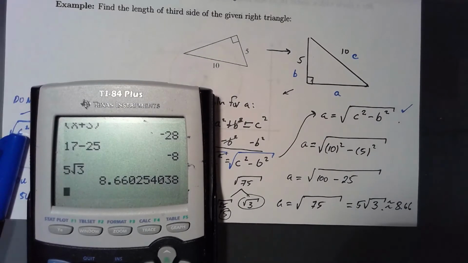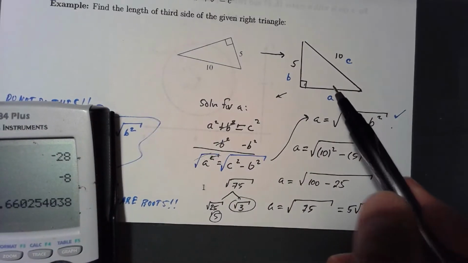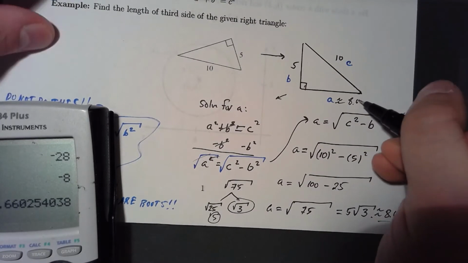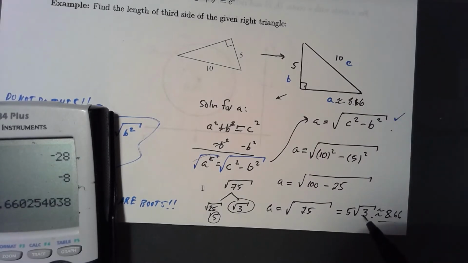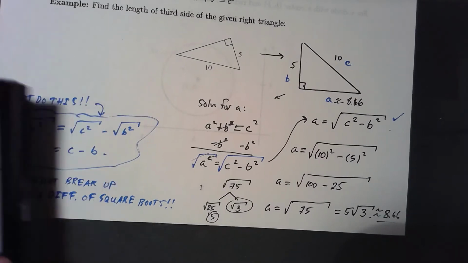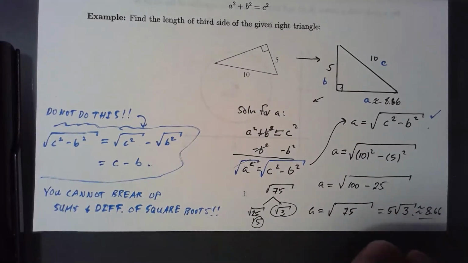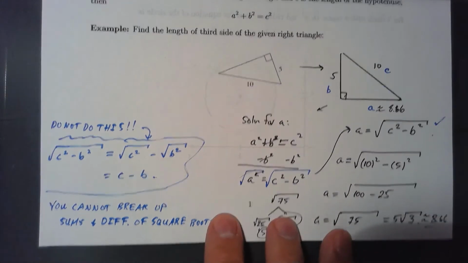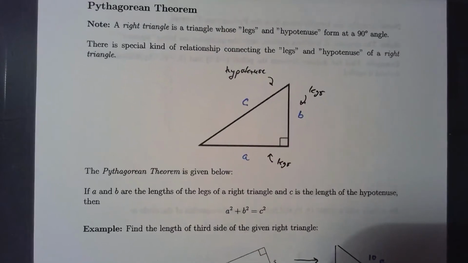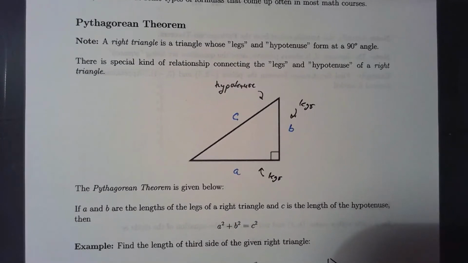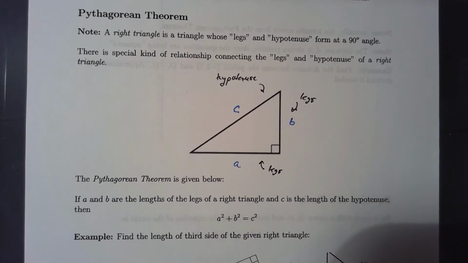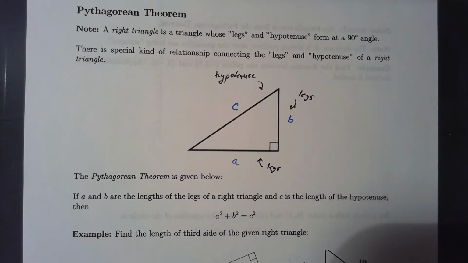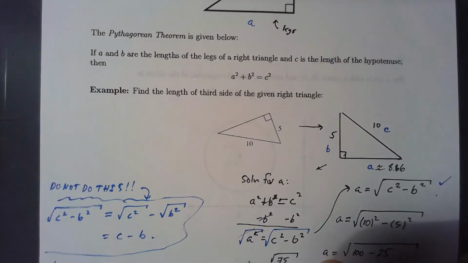So that's what side a is equal to, roughly 8.66 units, or more specifically 5√3 units. Okay. So again, that's Pythagorean's theorem. All you really have to understand in this course is to apply Pythagoras to find one of the missing sides of a right triangle. But you do see this often in trigonometry, college algebra, and you'll see it in calculus, especially from a trigonometric perspective.